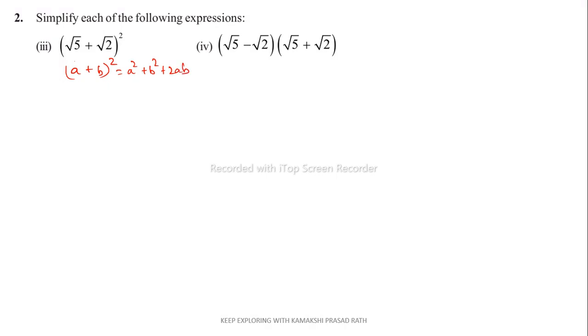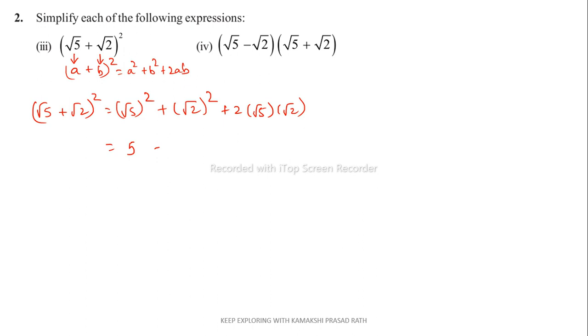So in place of a we have root 5, in place of b we have root 2. So a plus b whole squared is a squared plus b squared plus 2ab. So root 5 whole squared is 5, root 2 whole squared is 2, and we multiply, we get root 5 and root 2, we get root 10. Now we can add these like numbers, so 5 plus 2 becomes 7, so 7 plus 2 root 10.